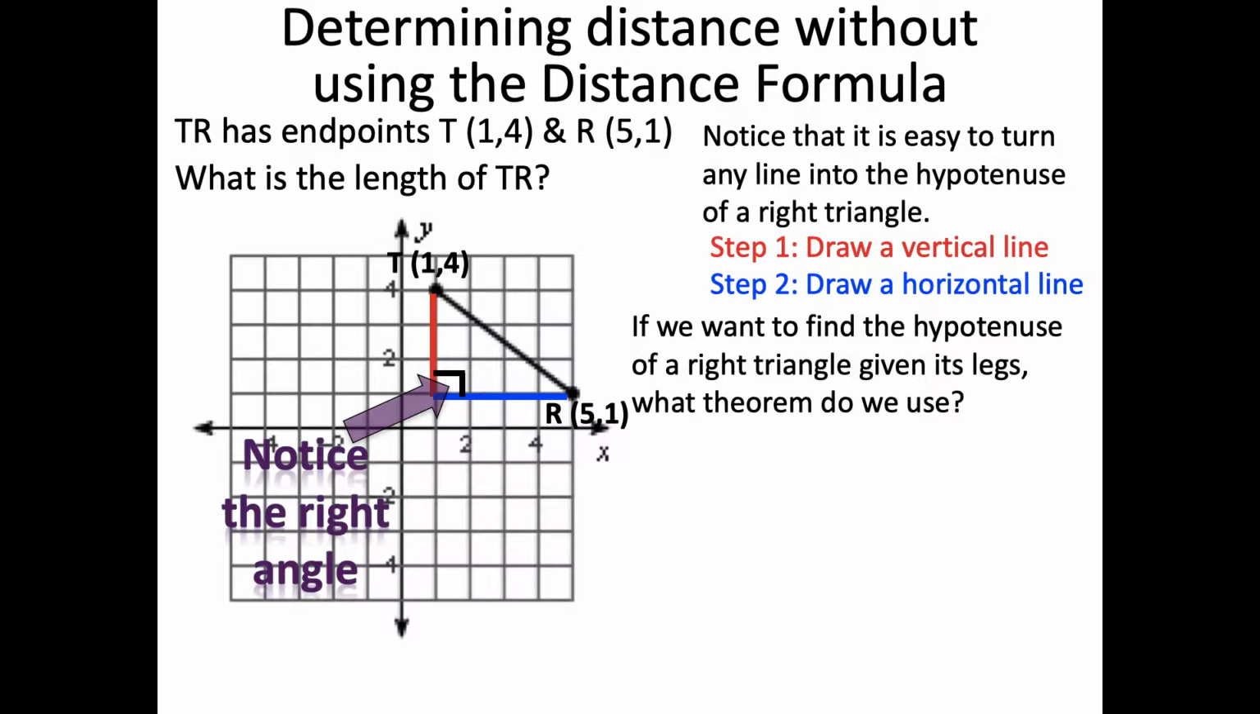Okay. So now if you want to find the hypotenuse of a right triangle given its legs, we use which theorem? The Pythagorean theorem, right? We use the Pythagorean theorem. The Pythagorean theorem just is a squared plus b squared equals c squared.